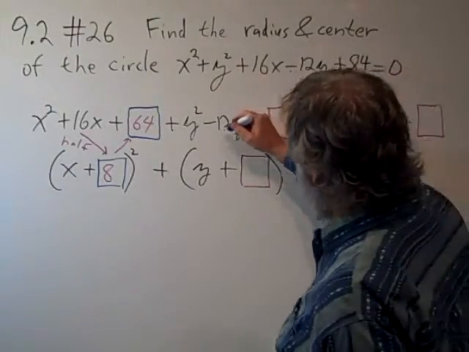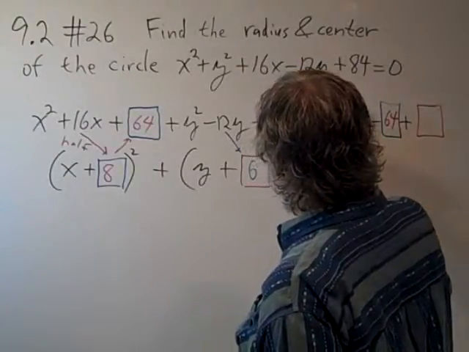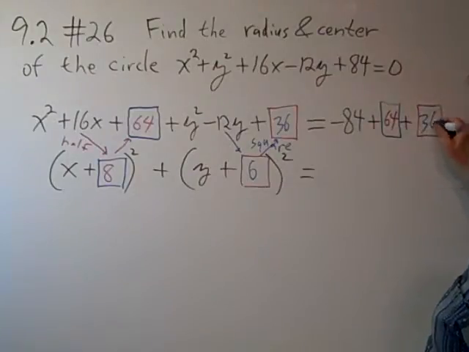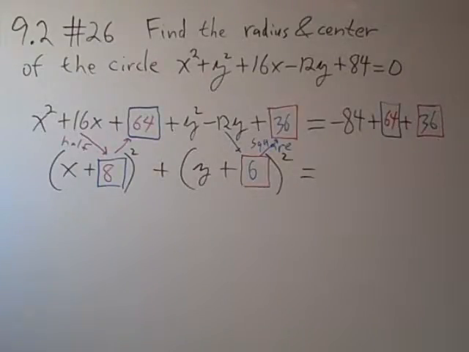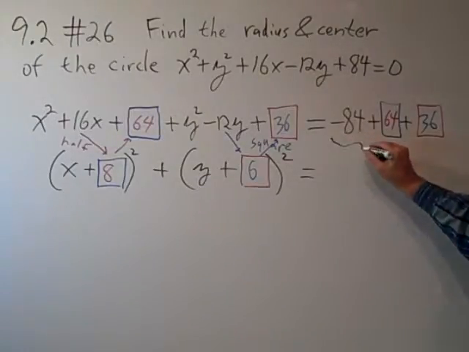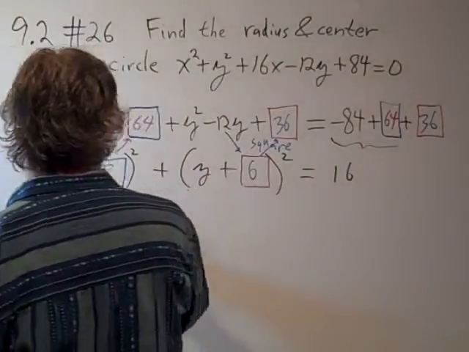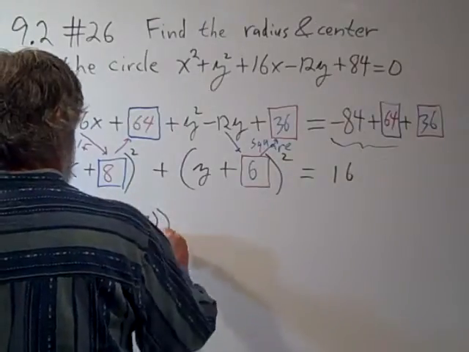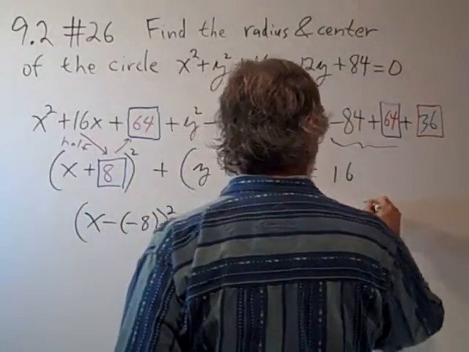And for the y's, you take half of 12, which is 6, then you square the 6 to get 36, so it's 36 we had to add to both sides as well. On the right side now, we have negative 84 plus 64 plus 36, which adds up to 16. So all of that adds up to 16. And we're pretty much done here, because this is x minus a negative 8 squared plus y minus a negative 6 squared equals 4 squared.